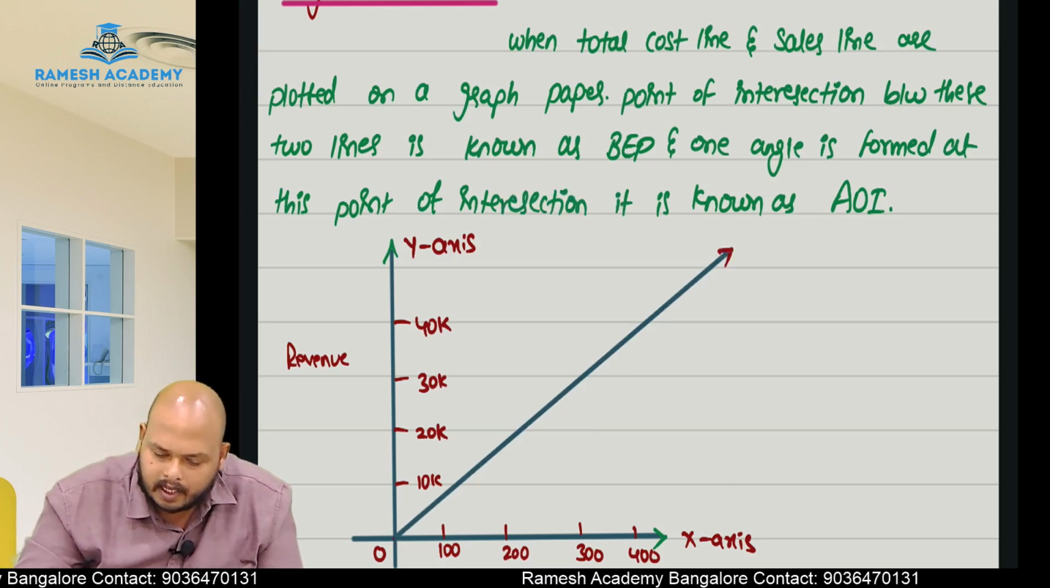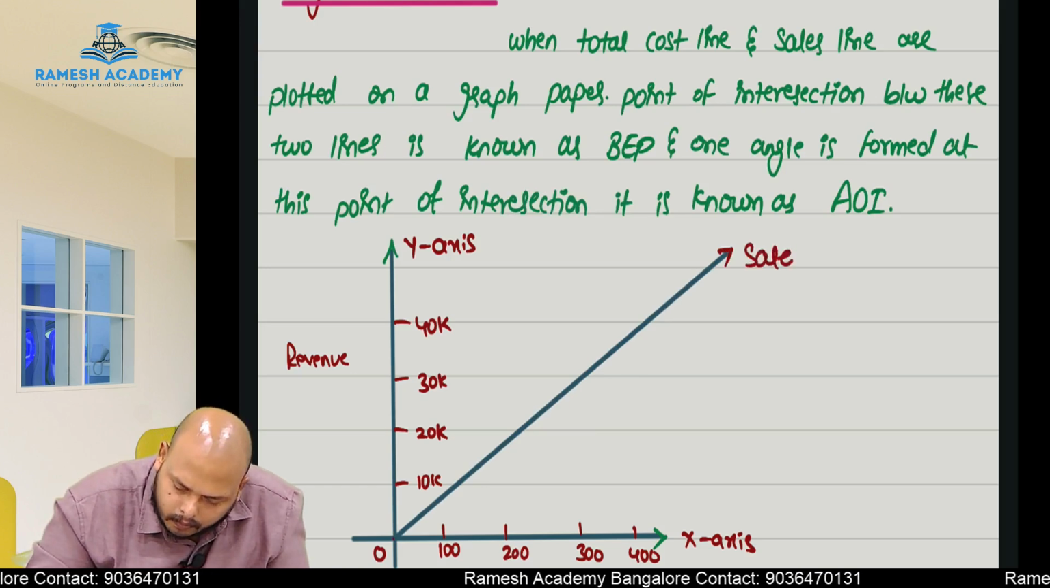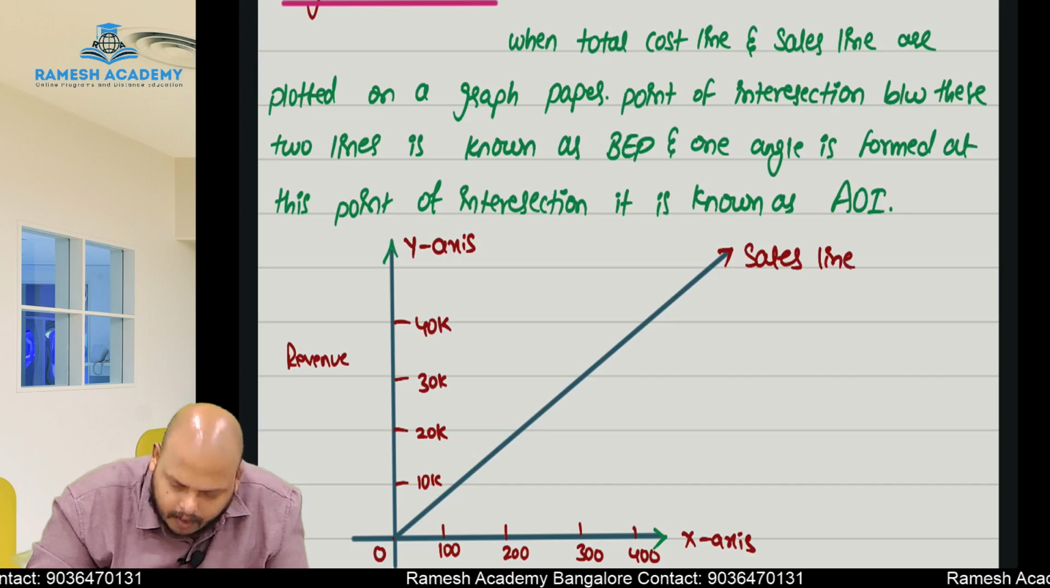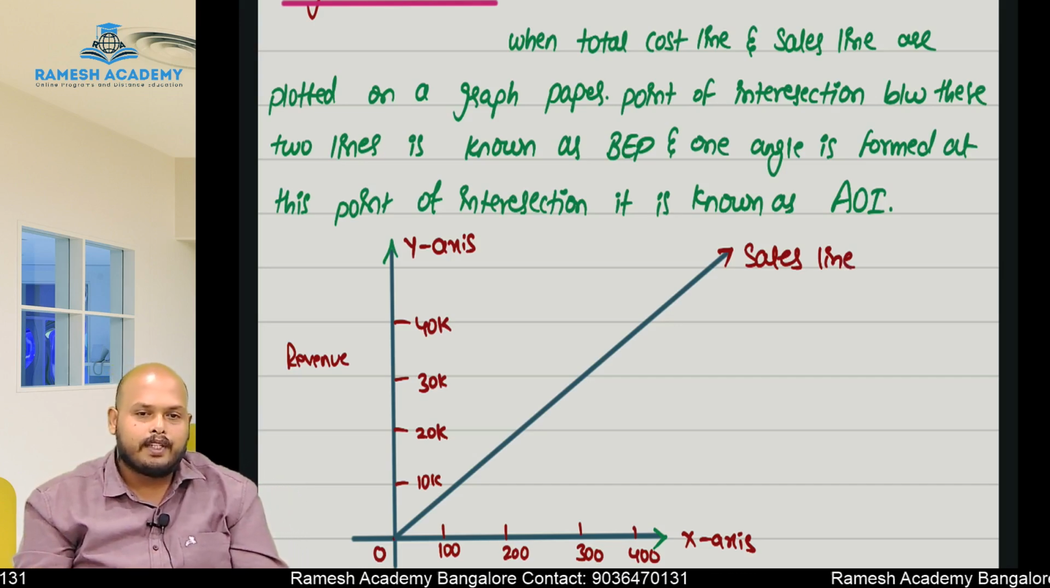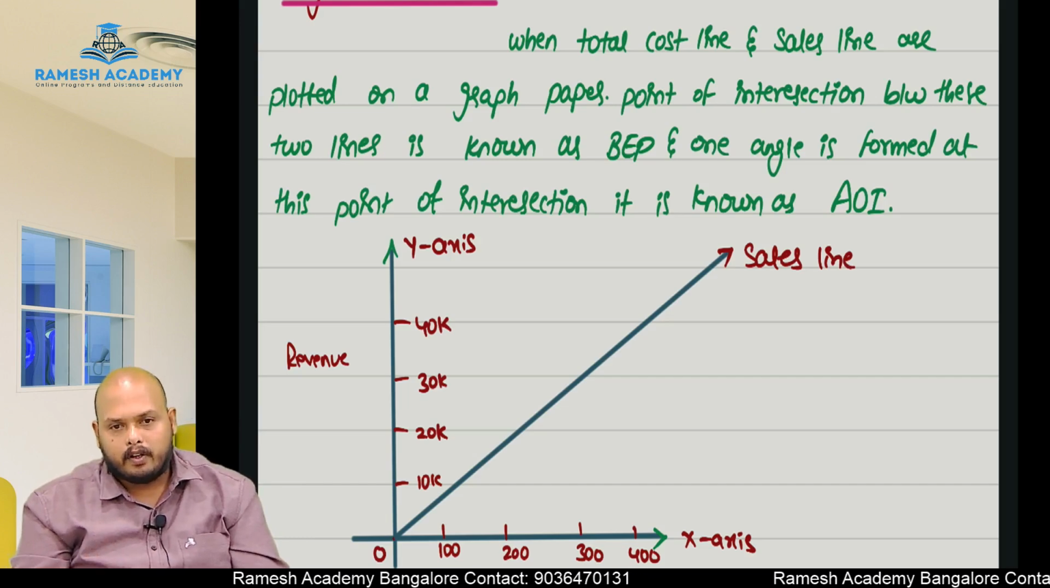This is called which line? Sales line. Sales line will start from 0 and it will keep on increasing. It means when the number of units increases, the sales revenue also will increase.